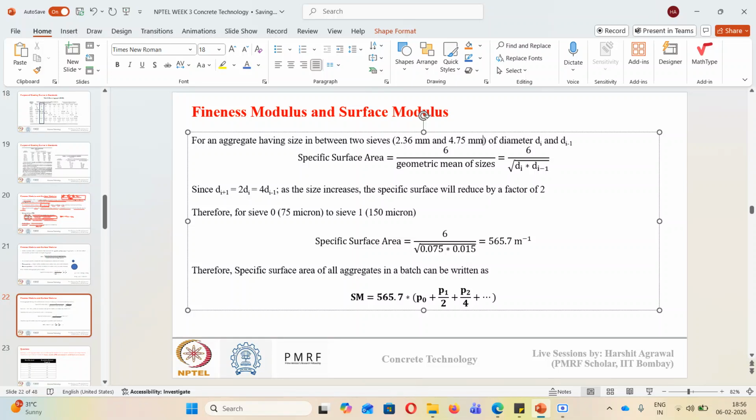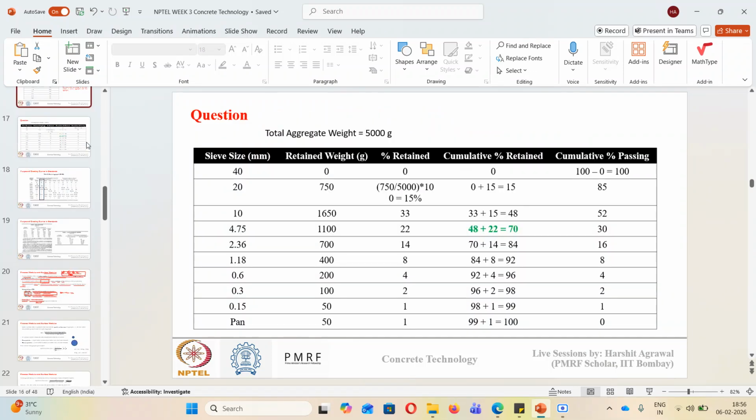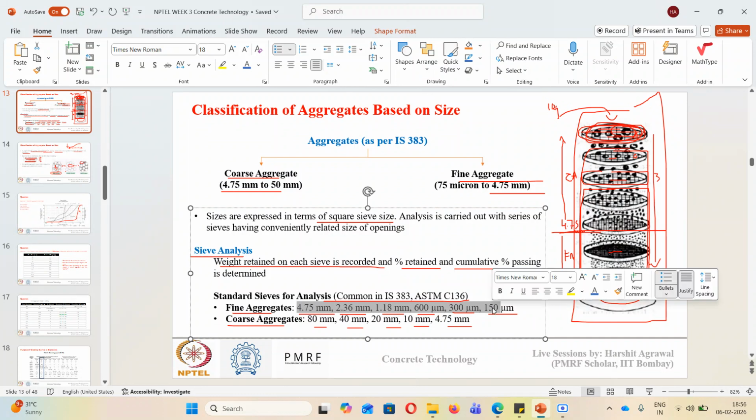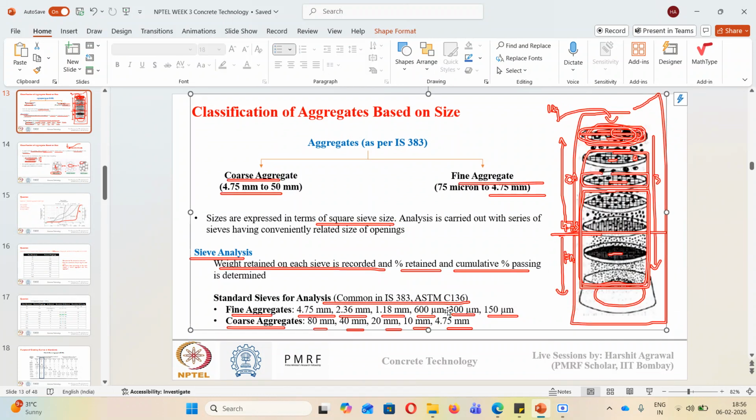Okay, suppose in between these two sieves we have aggregate. So we can say specific surface area is nothing but 6 upon the geometric mean of these sieve sizes. Initially we talked about different sieve sizes: 150, 300, 600, 1.18. These are in geometric progression, multiples of each other, almost two times each step.